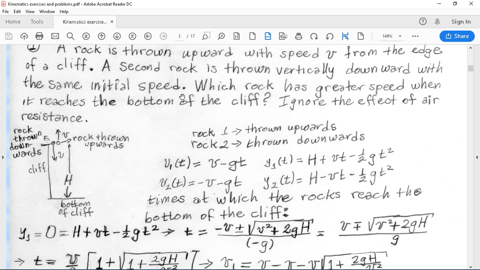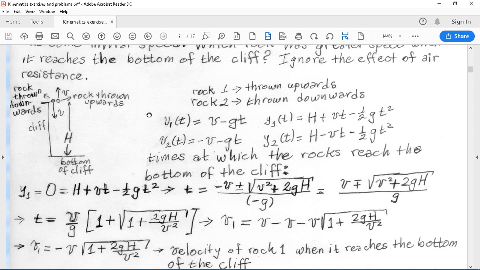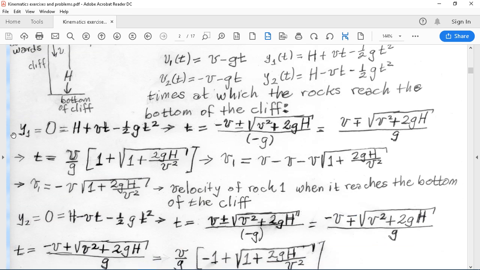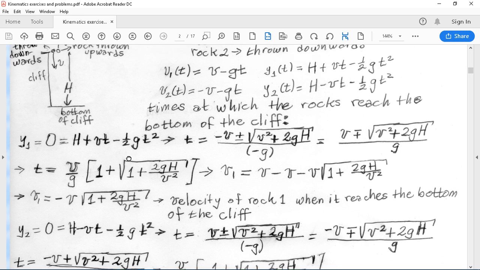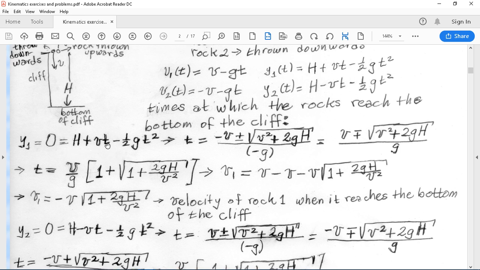Okay, so to determine the speed at which each rock reaches the bottom of the cliff, we have to find the time at which each rock reaches the bottom of the cliff. Once we find the time for each rock, we can replace such time in the expressions for the velocities.